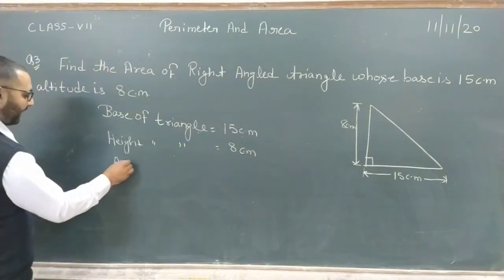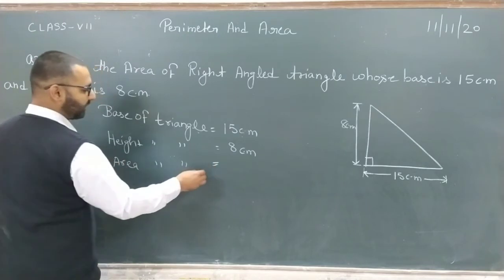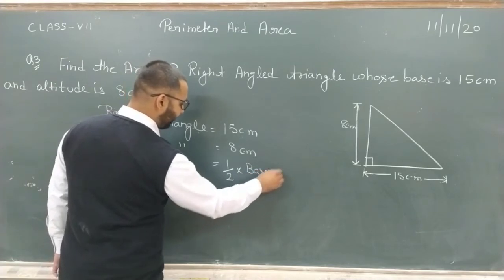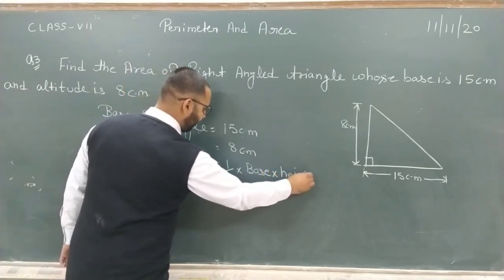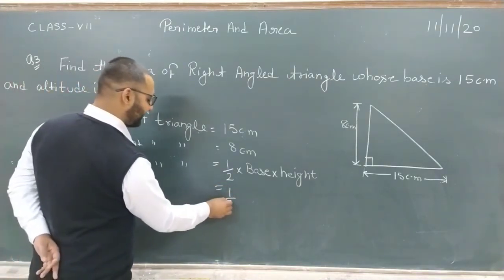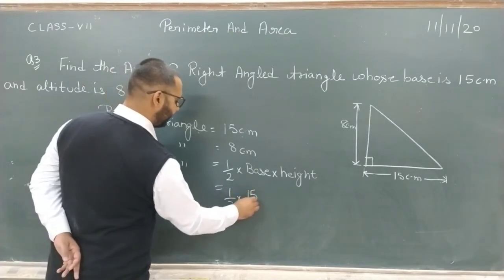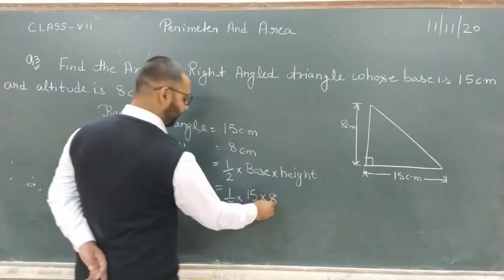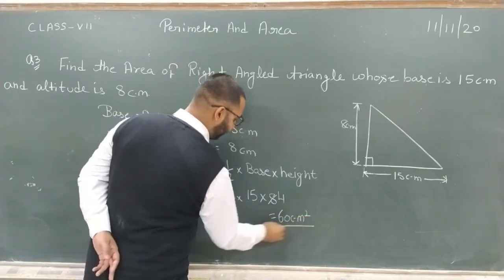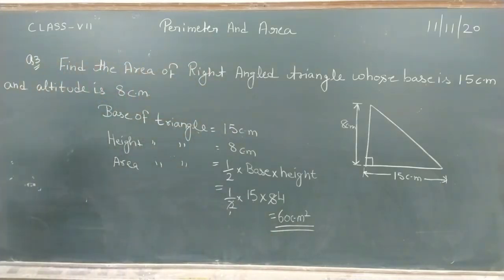So area of triangle is equal to half multiply by base multiply by height. Fine. So put the values, half as it is. Base is 15, height is 8. 1s are 8, 15 8s are 120, half of it, so 60 centimeters square. This is the area of right angle triangle. I hope the concept of triangle's area is also clear to you now.